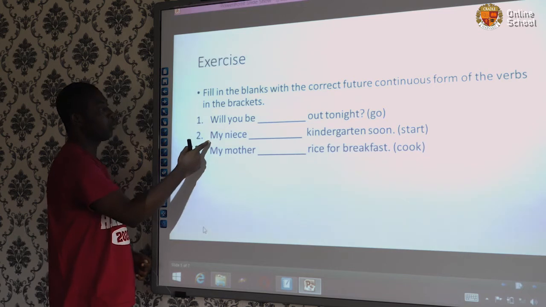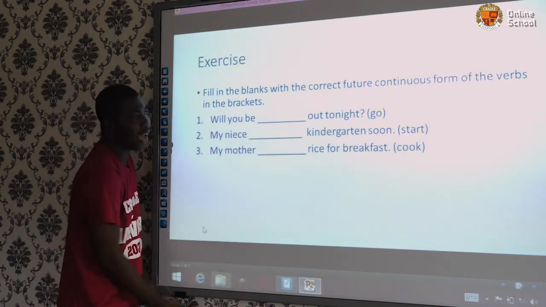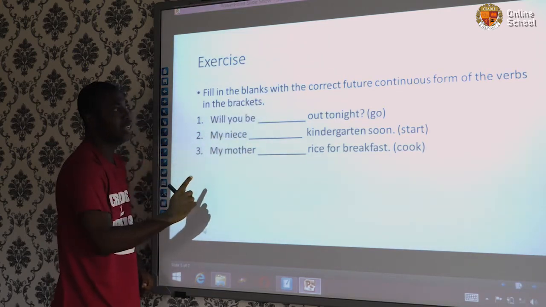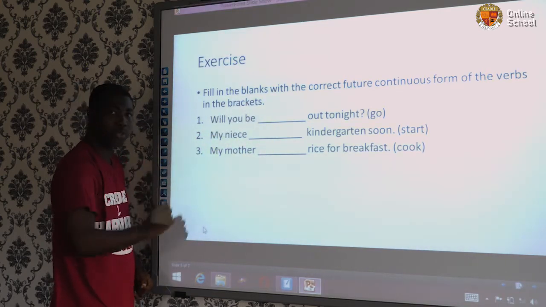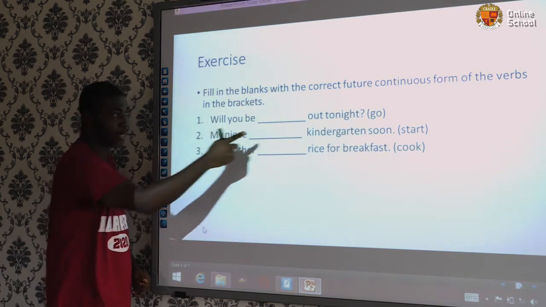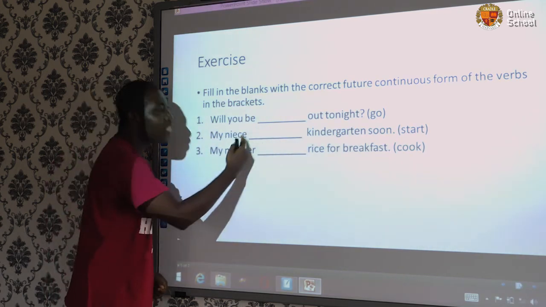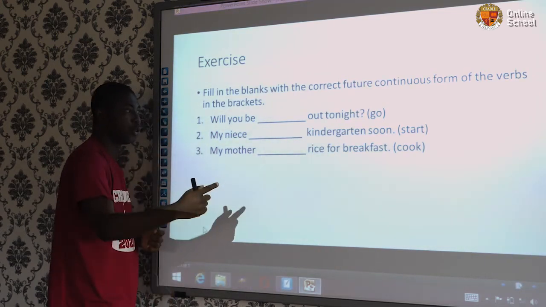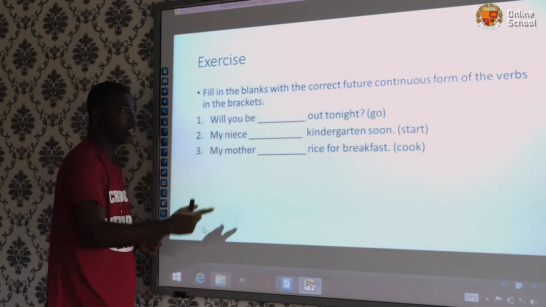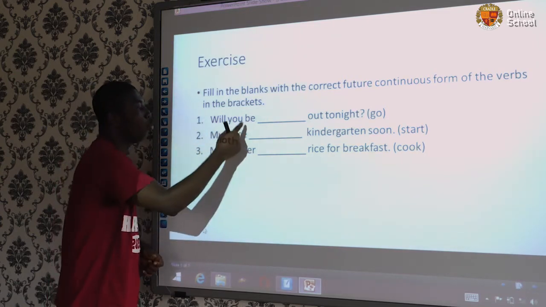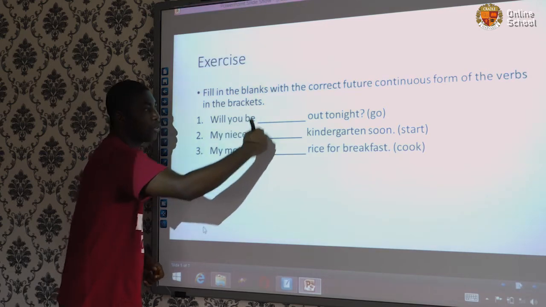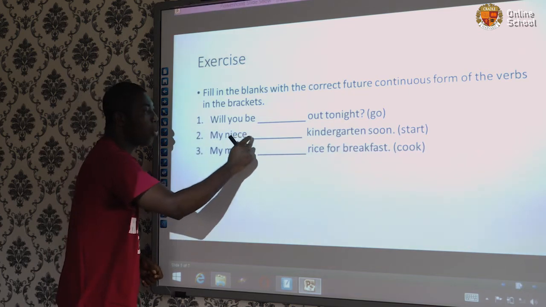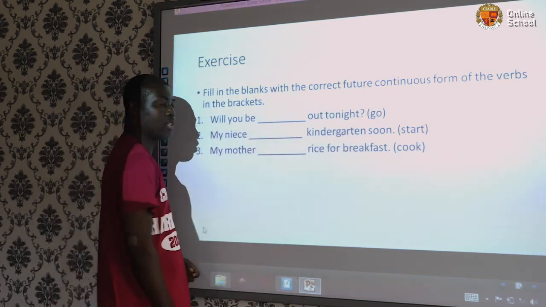Now the next question, my niece dash kindergarten soon. The verb is start, and you are to make a sentence using the future continuous form of the verbs in brackets. So you cannot say my niece starting kindergarten soon. It doesn't make sense because it's in the future and it must be in a continuous form. So what is missing? Will be starting. So I expect you to say my niece will be starting kindergarten soon.